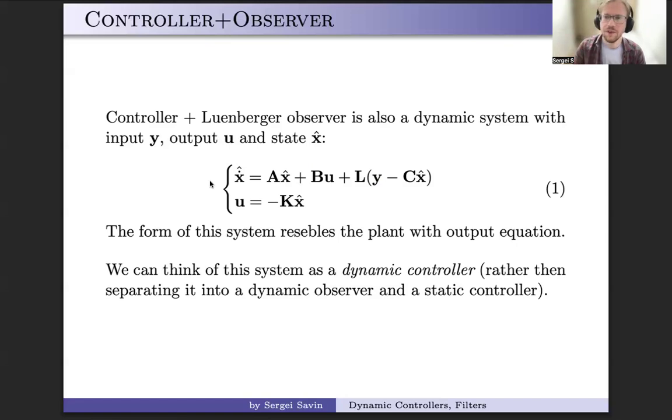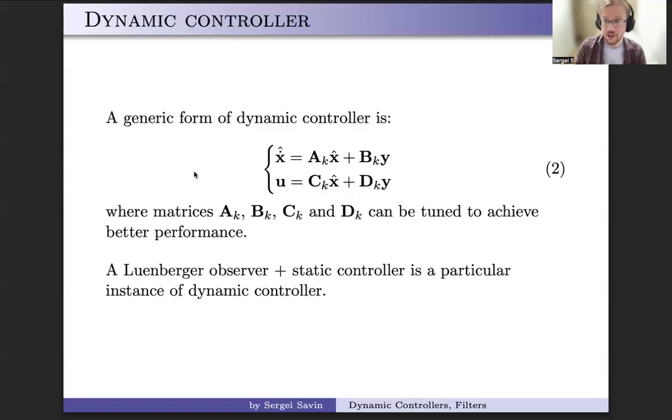So this is the example of a dynamic controller. Now, for dynamic controllers, you can come up with many other versions. The Luenberger observer is just one. We can come up with a general form of a dynamic controller. So a general form looks like this. Derivative of internal state of a dynamic controller. State transition matrix of a dynamic controller. So state matrix. Input matrix of a dynamic controller.